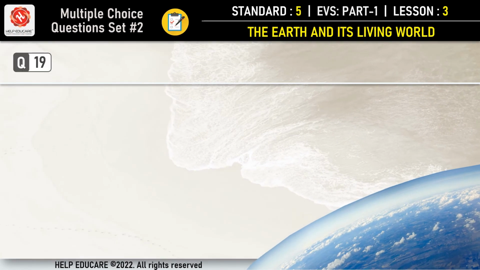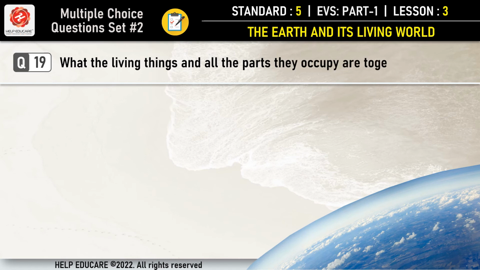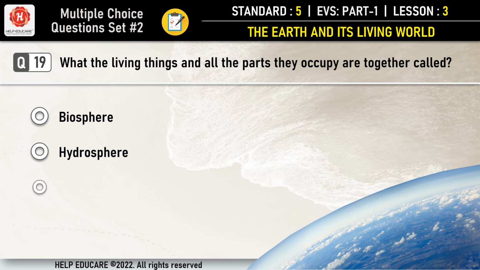Question number 19. What the living things and all the parts they occupy are together called? First option, biosphere. Second option, hydrosphere. Third option, atmosphere. Fourth option, lithosphere.